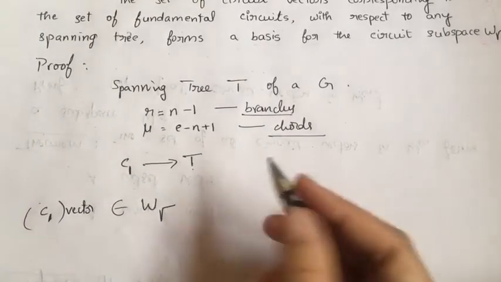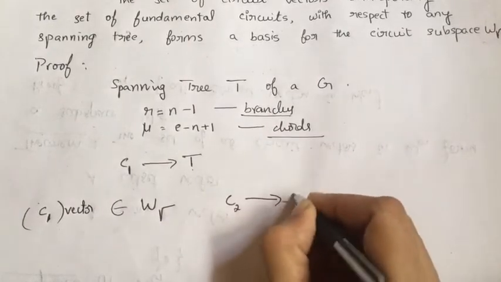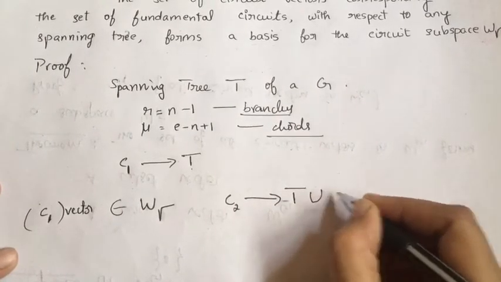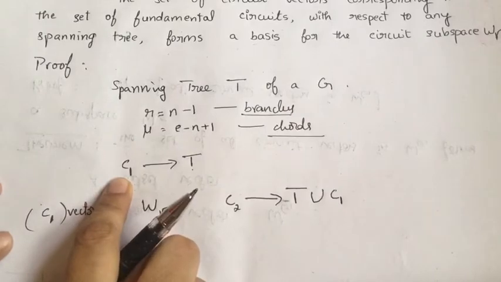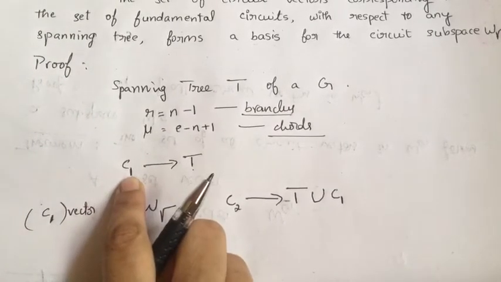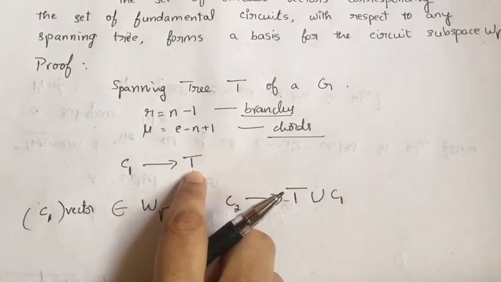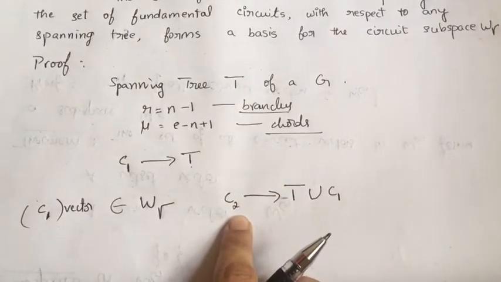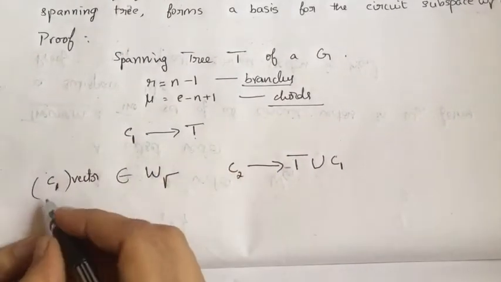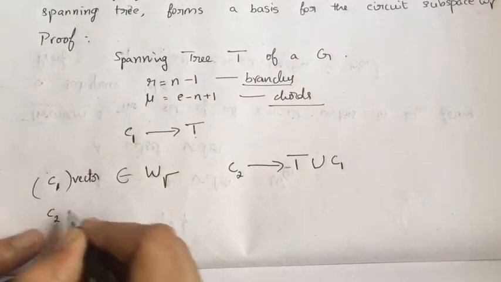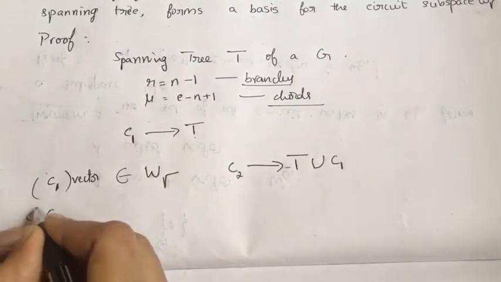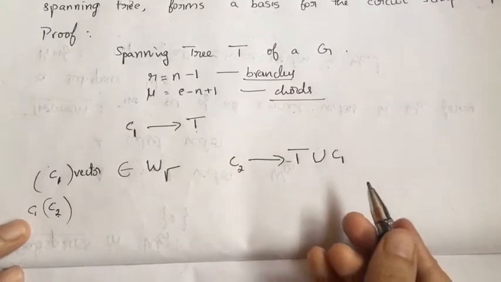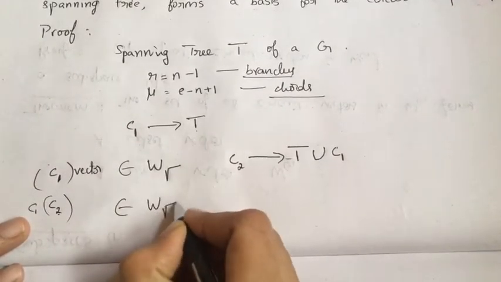Now I'll add one more chord C2 to the spanning tree T. In fact, not the spanning tree only, I'm adding this to the previous graph. Initially I added C1 to the spanning tree, so I already got one fundamental circuit. For that, I am adding one more chord. It produces one more circuit vector. C1 is already there, and I'm adding C2, and this produces one more circuit vector, which I'm taking in W gamma.